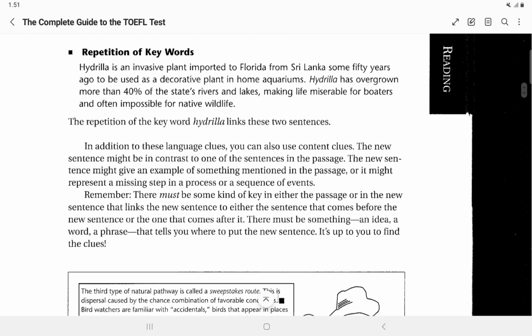Remember, there must be some kind of key in either the passage or in the new sentence that links the new sentence to either the sentence that comes before it or the one that comes after it. Jadi pasti ada kata-katanya ya. Words, phrases, or anything, ada glue-nya. There must be something, an idea, a word, a phrase. Jadi bisa ide, word, kata, atau frase that tells you where to put the new sentence. So our job is to find it. It's up to you to find the clues.